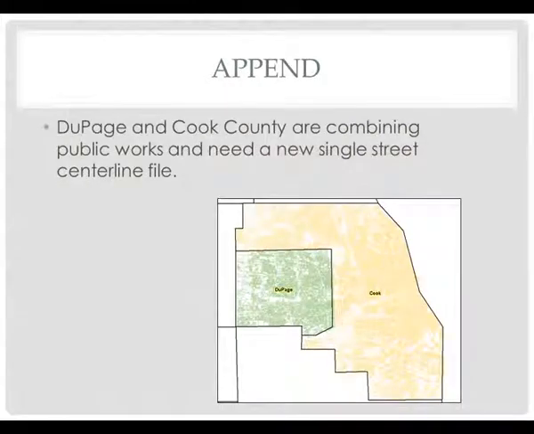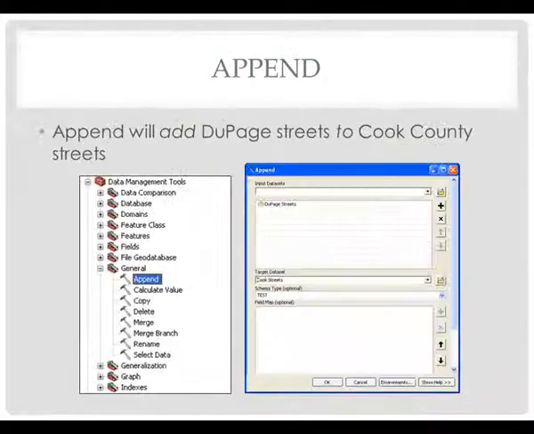You can append data as well. Here, for example, DuPage and Cook County are combined, if they're combining public works and they need a new single street centerline file. So for example, here you can see two big counties that are an important part of the Chicago metropolitan area. You append the data. This will add DuPage streets to the Cook County streets.